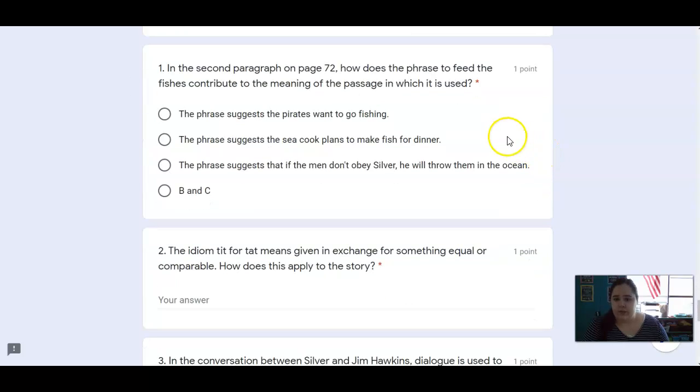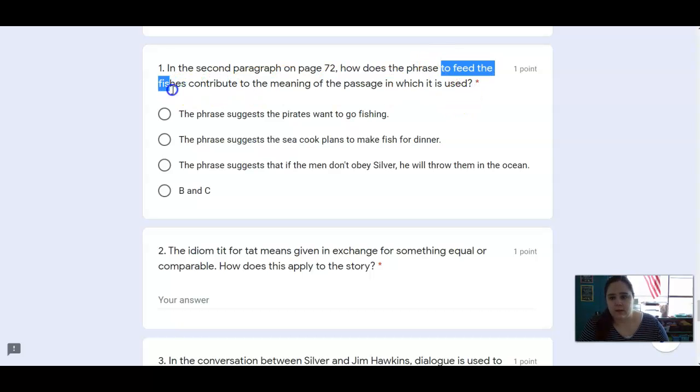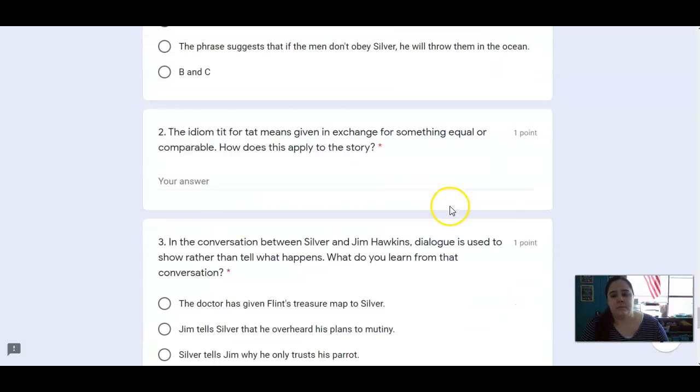All right, so for these questions, you're going back into Chapter 8. Use the vocabulary and make sure you are getting on Zoom if you need any help with the questions. Number 1, in the second paragraph on page 72, how does the phrase "to feed the fishes" contribute to the meaning of the passage in which it is used? So you're looking for this phrase right here, to feed the fishes.